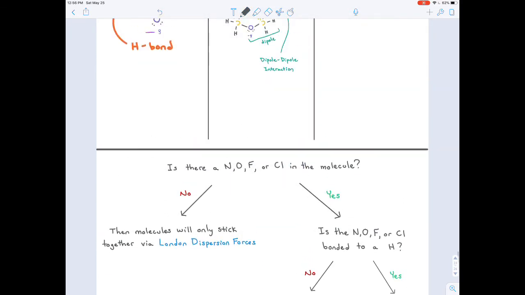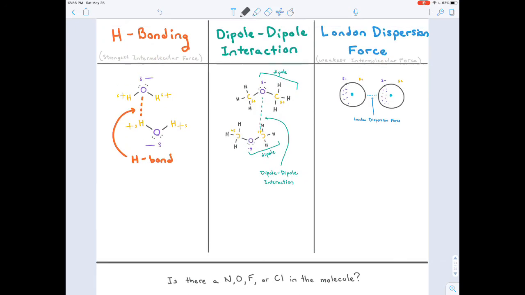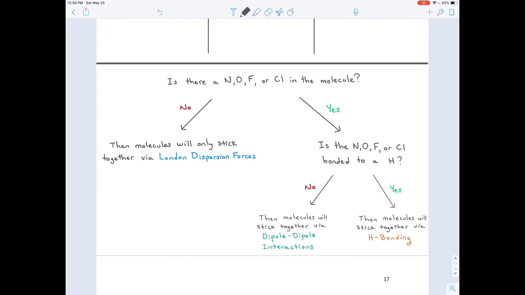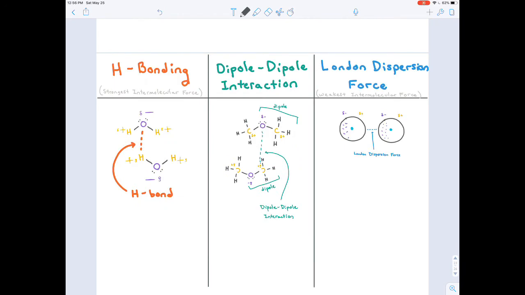If there is, then you have these really electronegative elements that can cause hydrogen bonding or dipole-dipole interactions. So if there is, then it's either hydrogen bonding or dipole-dipole. If there is not, then you can't create a dipole, and the only intermolecular force that's left is London dispersion forces. That's the only one that doesn't need to have very electronegative atoms. That's everywhere all the time.